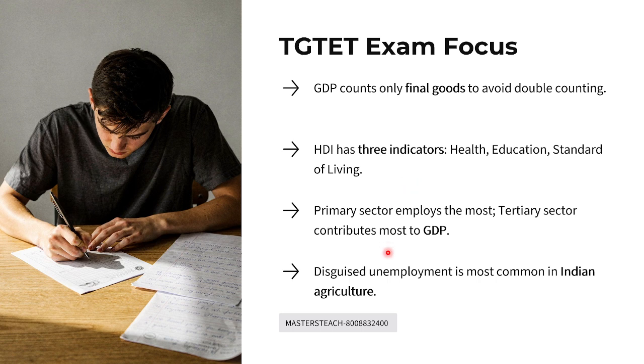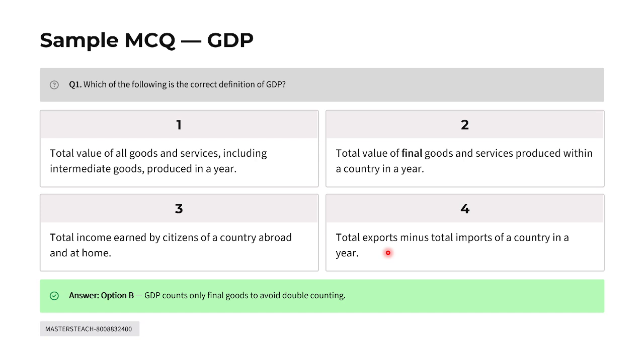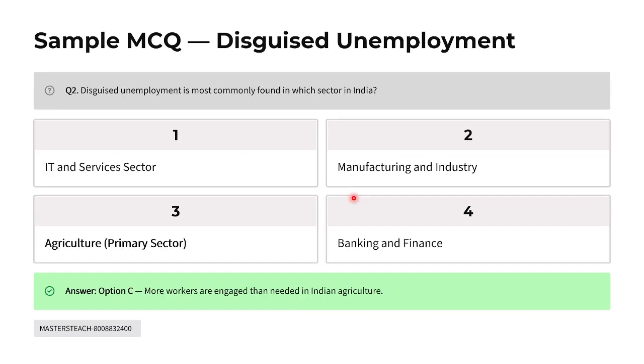The primary sector employs more. The secondary sector contributes more to GDP. Disguised unemployment is mostly in the primary sector, in Indian agriculture. Now the sample questions they are going to ask. Which of the following is the correct definition of GDP? We already discussed. It is the total value of final goods and services produced within a country in a year. This is the thing.